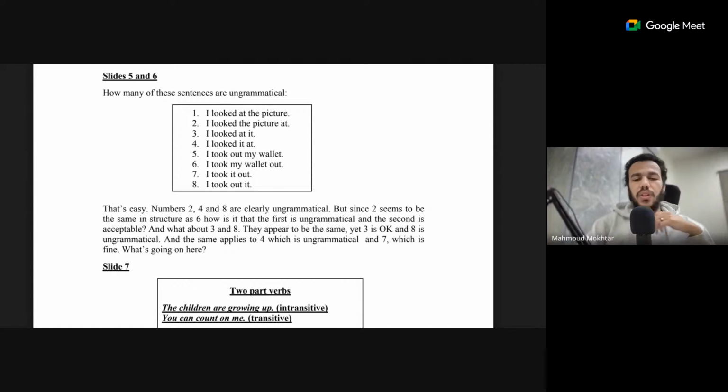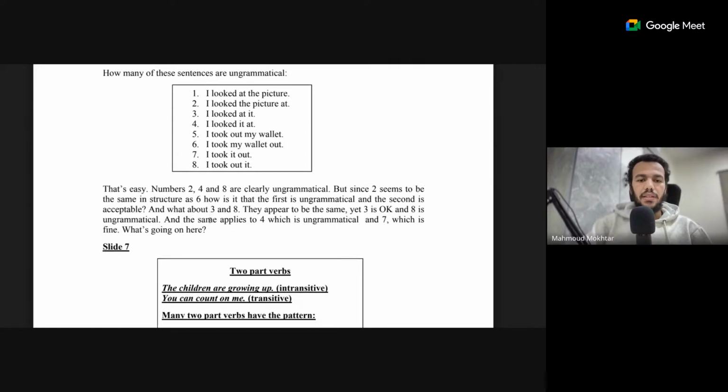How many of these sentences are ungrammatical? I looked at the picture. I looked the picture at. I looked at it. I looked it at. I took out my wallet. I took my wallet out. I took it out. I took out it. It is easy.